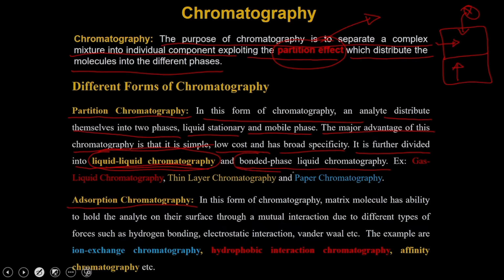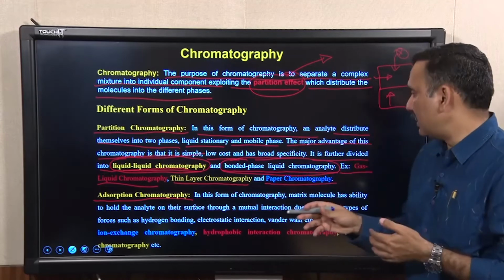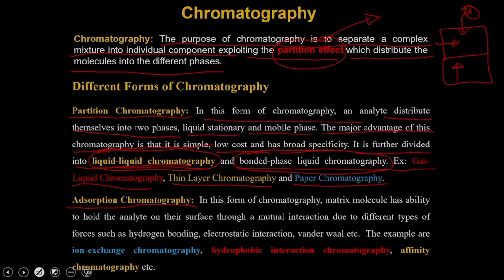Whereas, in bonded phase liquid chromatography, you have a liquid layer which is adsorbed onto a solid support, and then the molecules are partitioned between the liquid bonded onto a support versus the liquid as a mobile phase. The classical examples of liquid-liquid or partition chromatography are gas liquid chromatography, thin layer chromatography and paper chromatography. In all these three cases, in some places you are using liquid-liquid partition chromatography and in some places you are using bonded phase liquid chromatography.